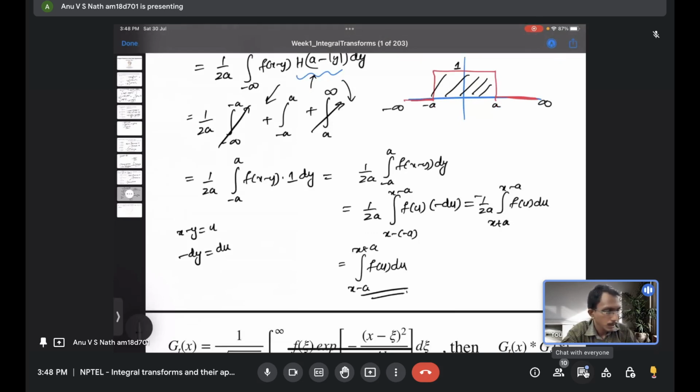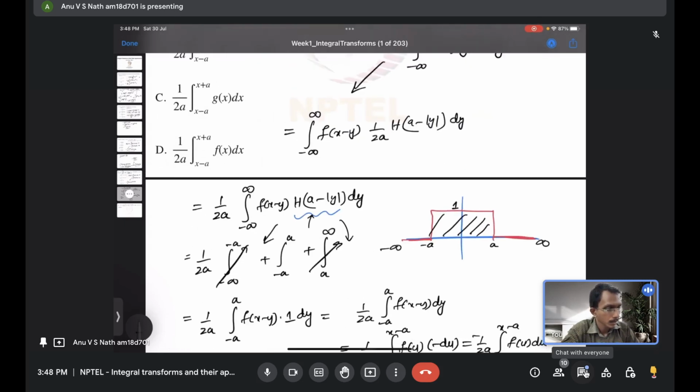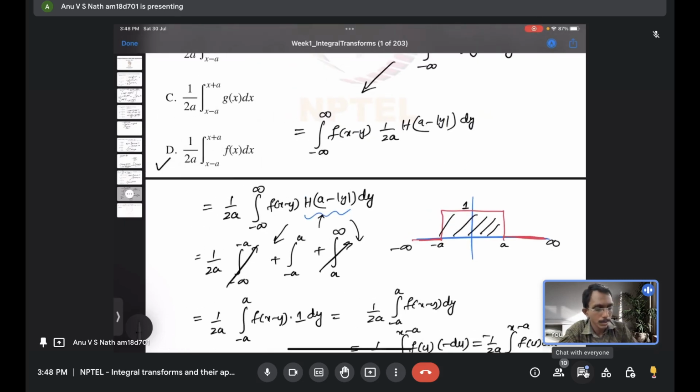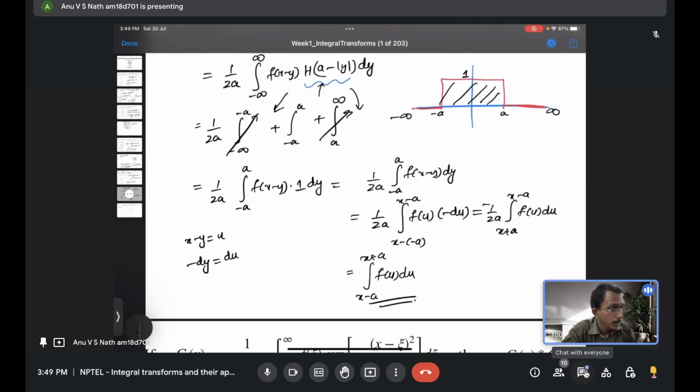Now you use a dummy variable, so anything that looks like this will be a solution. So option D, of course, somebody already got the solution. Yeah, I forgot to put 1 by 2a also. So option D is the solution.